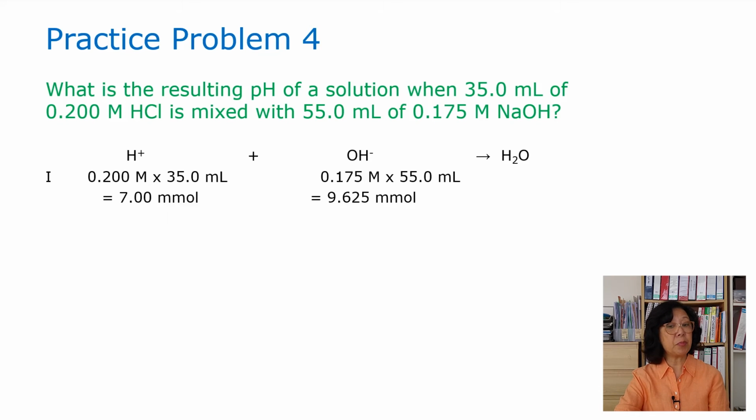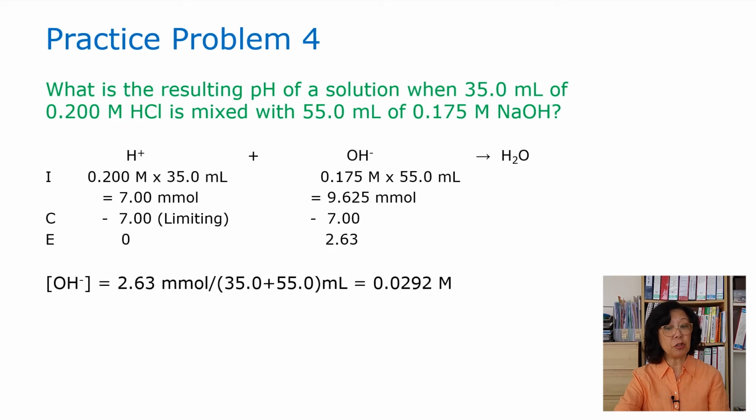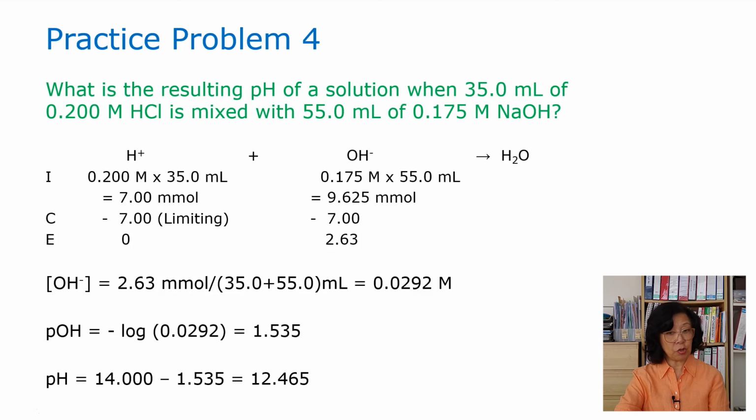So it is equal to 7.00 millimole of hydrogen ion and 9.625 millimoles of hydroxide ion. Then we realize that H plus, HCl, is the limiting reactant, so that 7.00 millimoles will be used up. And then we have 2.63 millimole of the hydroxide ions left. And when we determine the new concentration over the total volume of the mixture, we now have 0.0292 molar. pOH therefore is 1.535 and pH is 12.465.